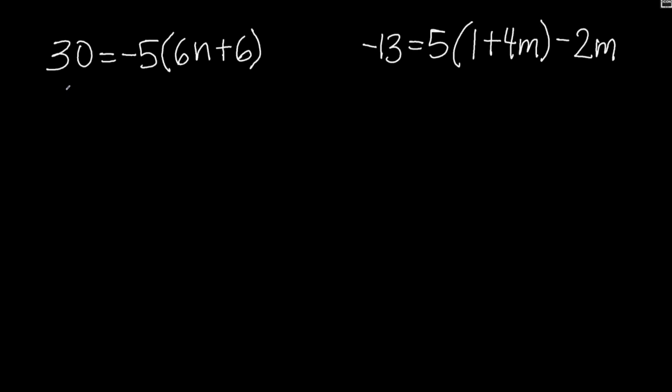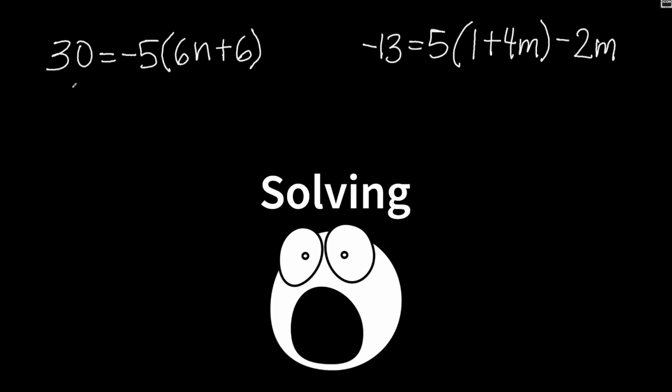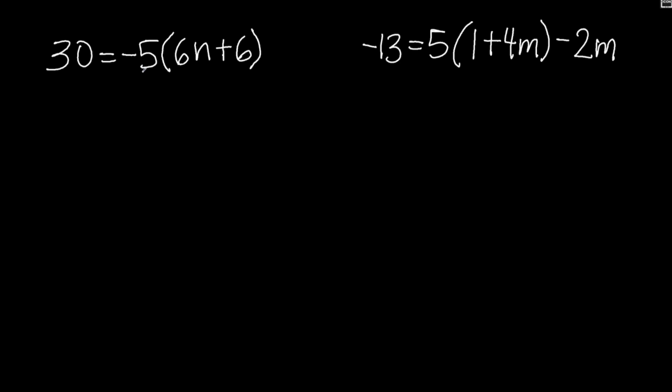In this video, we will learn how to solve multi-step equations. The first example is 30 is equal to negative 5 times (6n plus 6). The goal here is to solve for n.